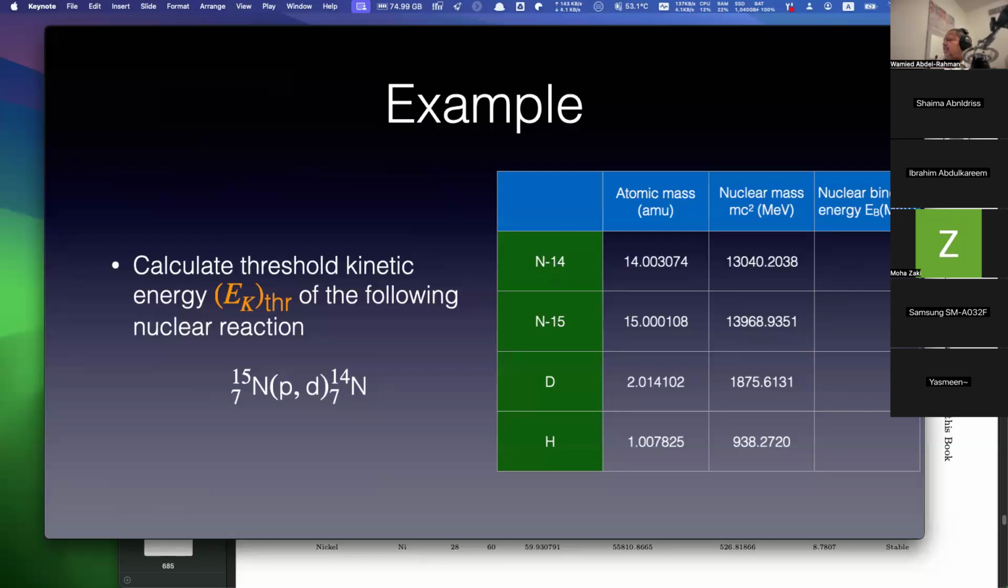The question is, can this nuclear reaction happen? Does the proton, for example, need to have a minimum kinetic energy in order for the nuclear reaction to happen? So the first thing we do is calculate the Q value of this interaction. I don't know what, for example, the outcomes are.